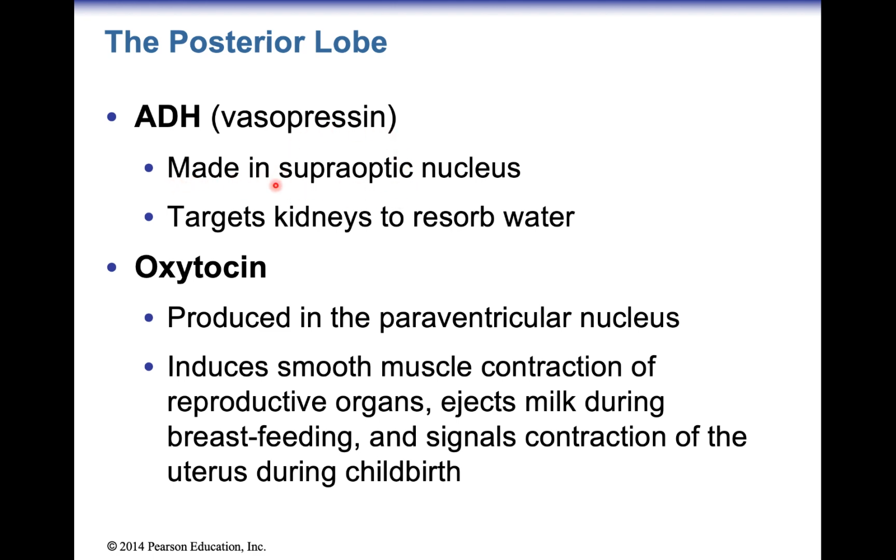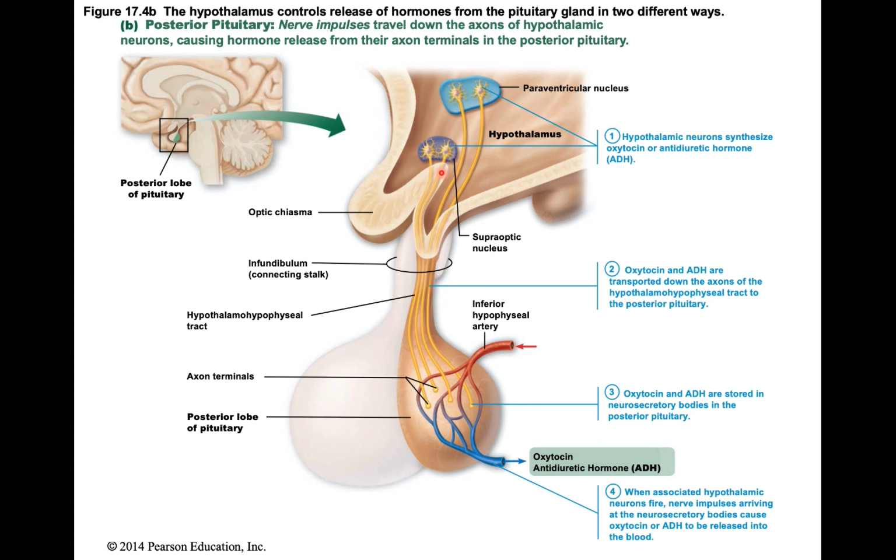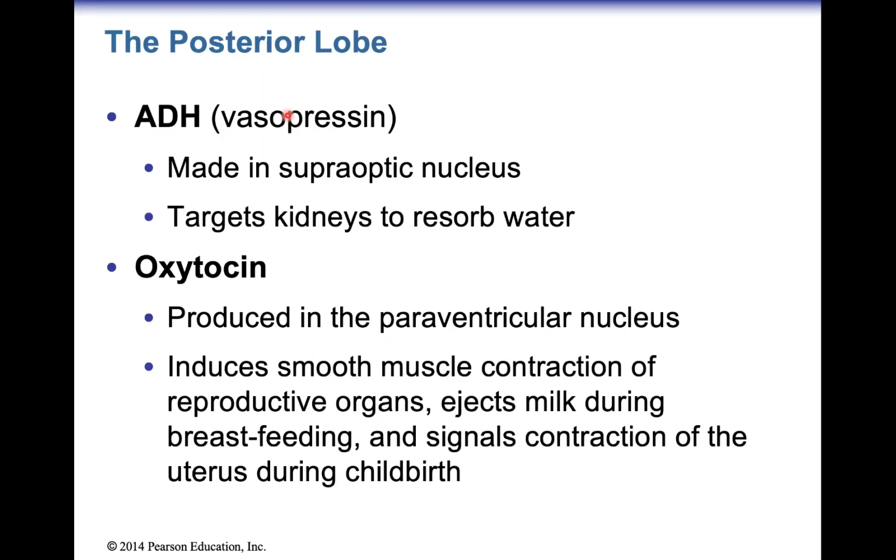The supraoptic nucleus, the one below, the purple one, this one here, is responsible for producing ADH. ADH's job is to tell your kidneys to resorb water. This word is the same thing as saying reabsorb. Basically, hey, hold water in the body.